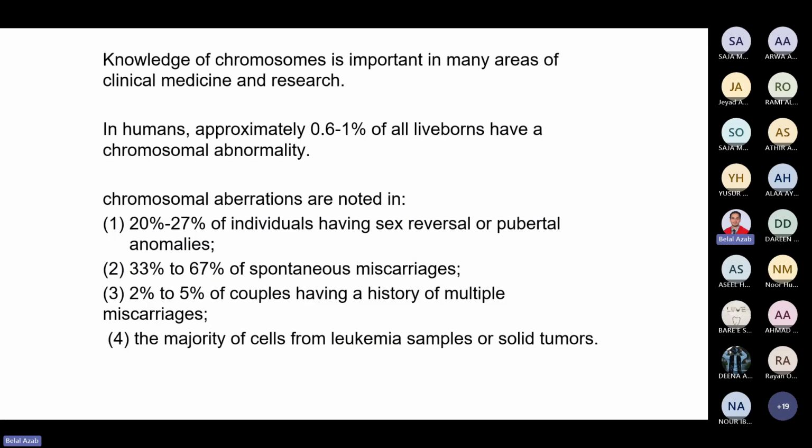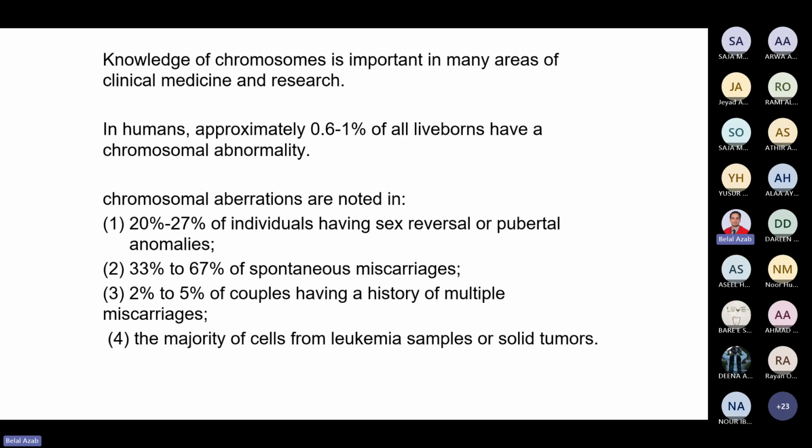1% of live births have a chromosomal abnormality. Chromosomal abnormalities or aberrations are present in up to 27% of individuals, for example, with sex reversal, as we will see, or puberty anomalies. Up to 2/3 of spontaneous miscarriages, if you look at the fetus or the embryo, you will see that the reason was chromosomal abnormality.